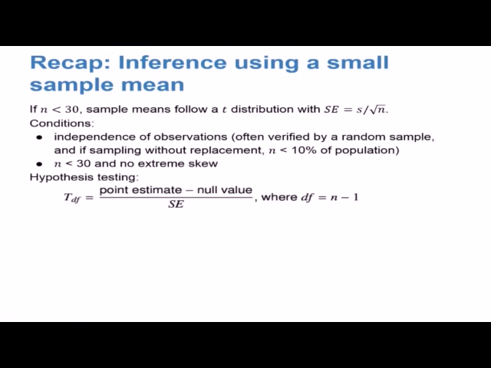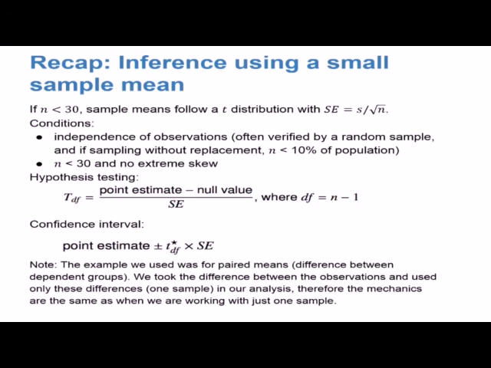For our hypothesis testing, we still take the point estimate minus the null value divided by the standard error, and we call this t, where our degrees of freedom are equal to n minus 1. For our confidence interval, it is the point estimate plus or minus the t star with n minus 1 degrees of freedom times the standard error.